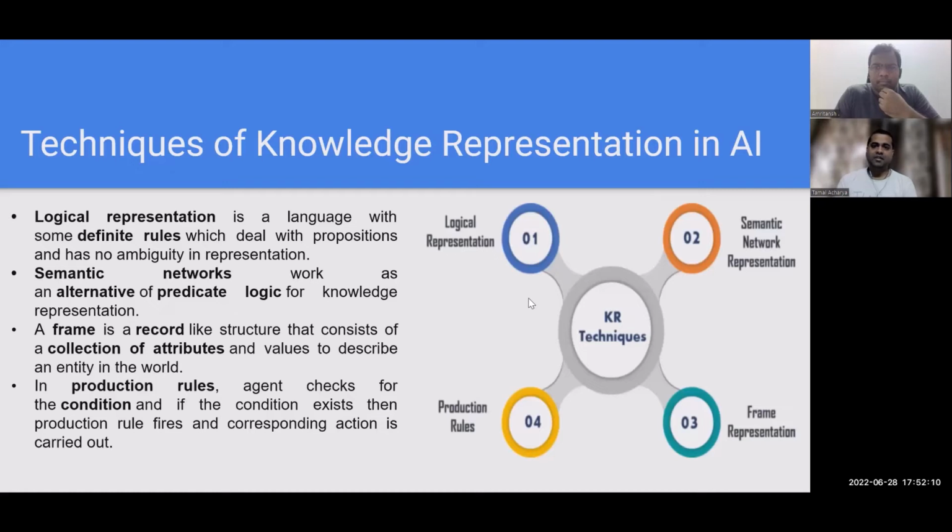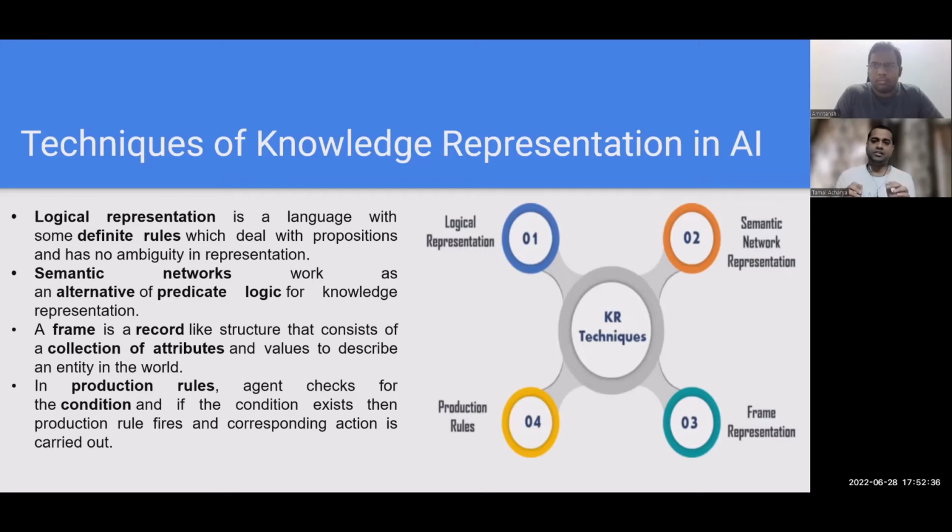Now, techniques of knowledge representation in AI. There are four techniques. One is logical representation. This is a language with some definite rules. It's all about logic, so there should not be any ambiguity or duplication. It's all about setting definite rules to deal with propositions, with no ambiguity in representation. So it's like forming definite logic and rules to represent that knowledge.